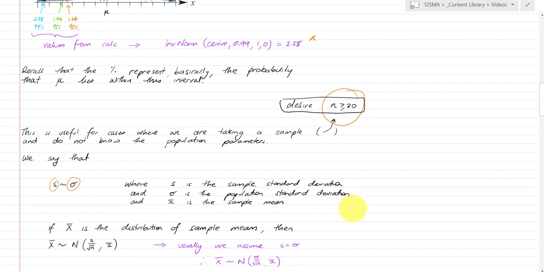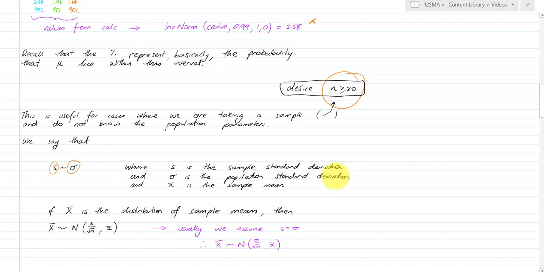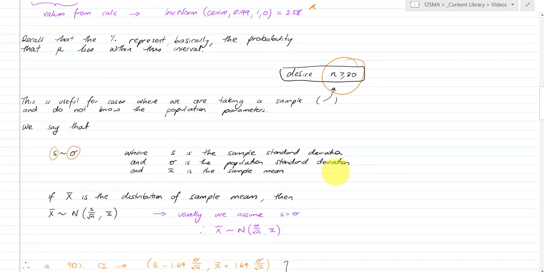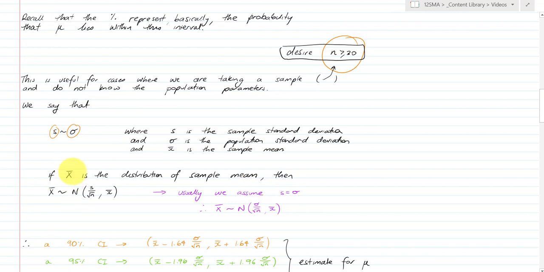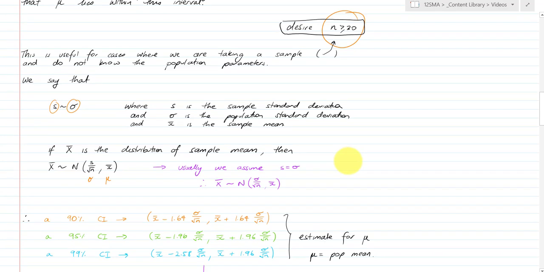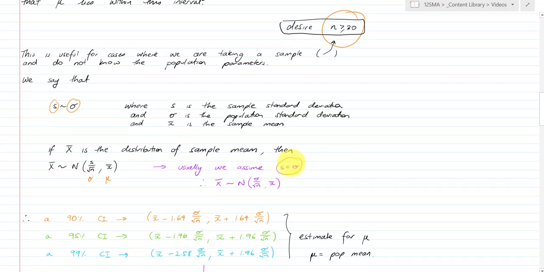But of course, we know that when we take a sample mean, our standard deviation compresses, but we can reverse that process because we can multiply out by root n. So let's have a look at this. If x bar is the distribution of the sample mean, then x bar is approximately normal with this sigma and this mu. So where we assume that S is equal to sigma over root n, you'll see all the notation uses sigma instead of using S.